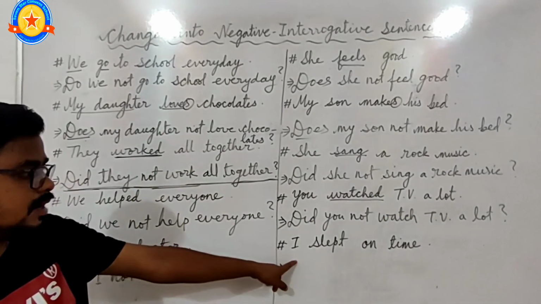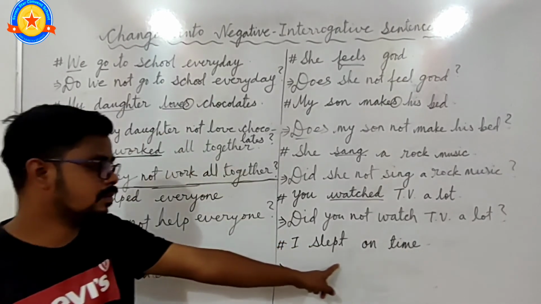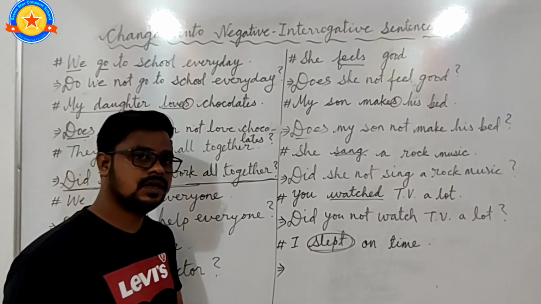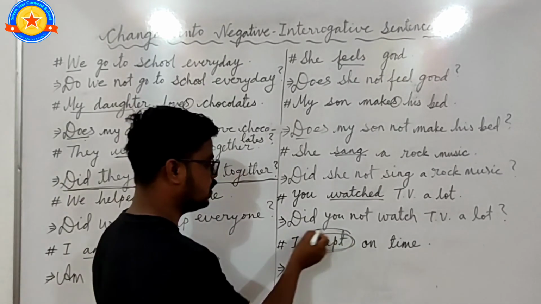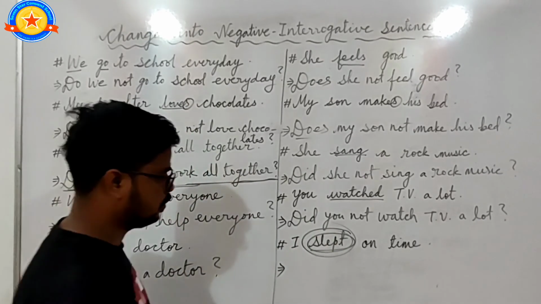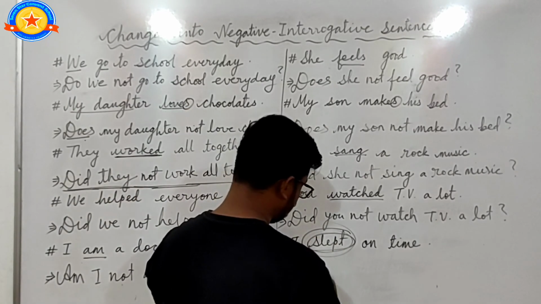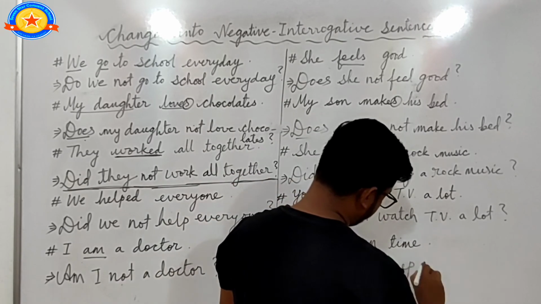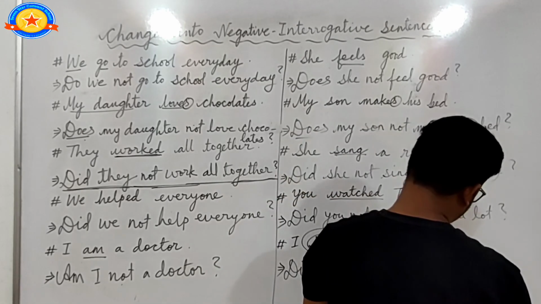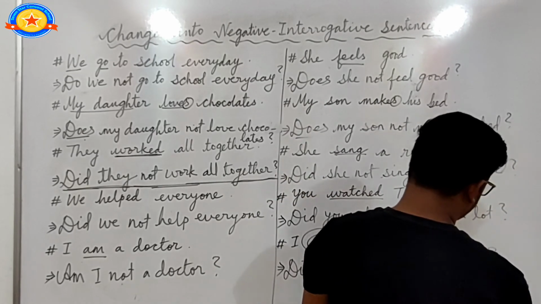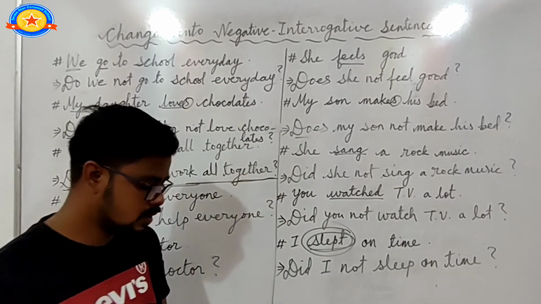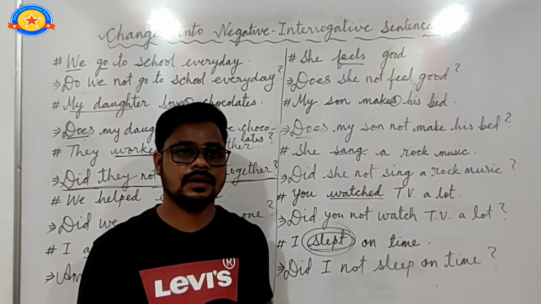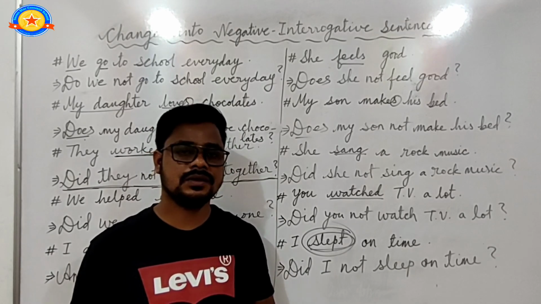Our next question is: I slept on time. This is also simple past tense because the main verb is written in second form. While changing into a negative and interrogative sentence, the main verb will be changed into first form. Did I not sleep on time? And question mark.